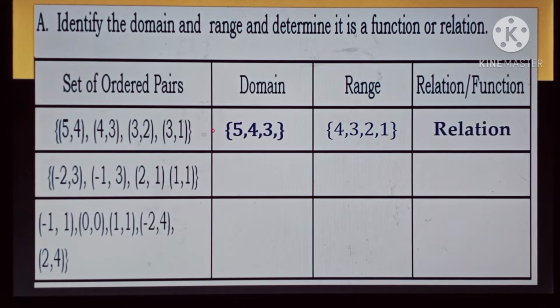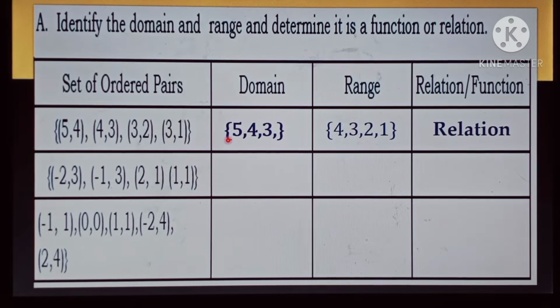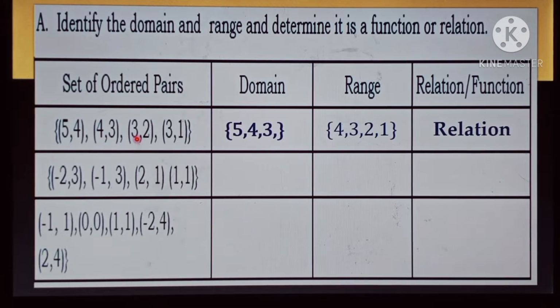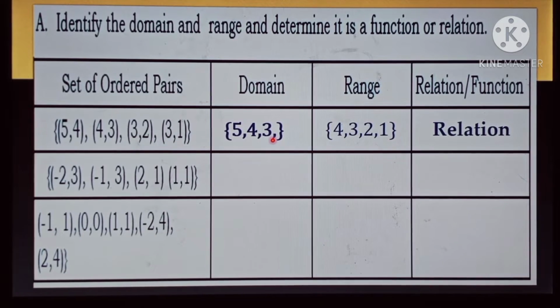In between. So, sa set of domain, you don't need parenthesis. You need only the braces, because this is only a set of domain. You have 5, which is the first element of the given ordered pair, 4, 3, and since yung 3 ay dalawang beses na nag-appear, you have to write it only once. Tanggal yung isang comma dito. So, it should be 5, 4, 3. That's the answer.